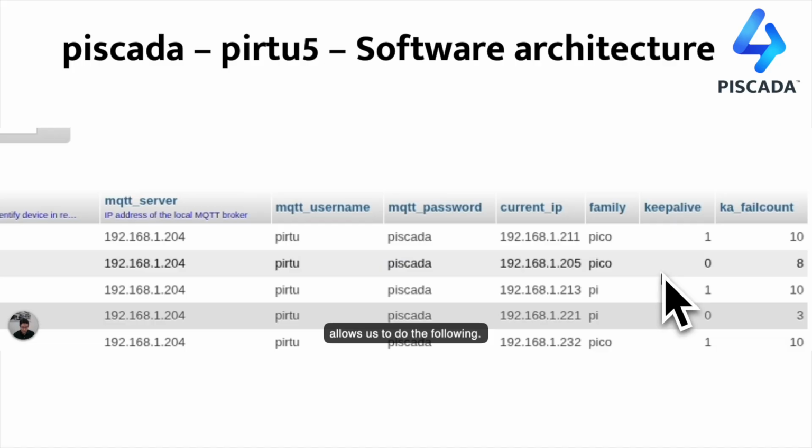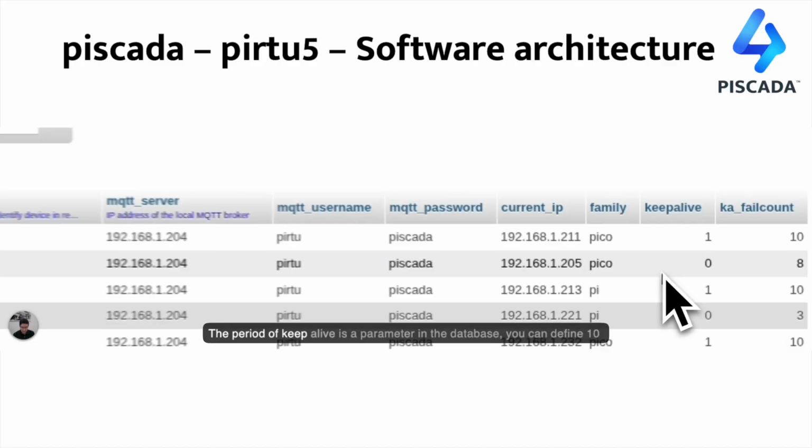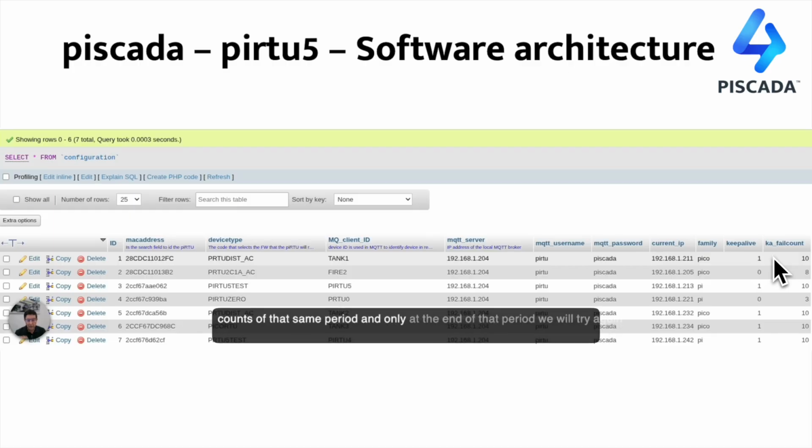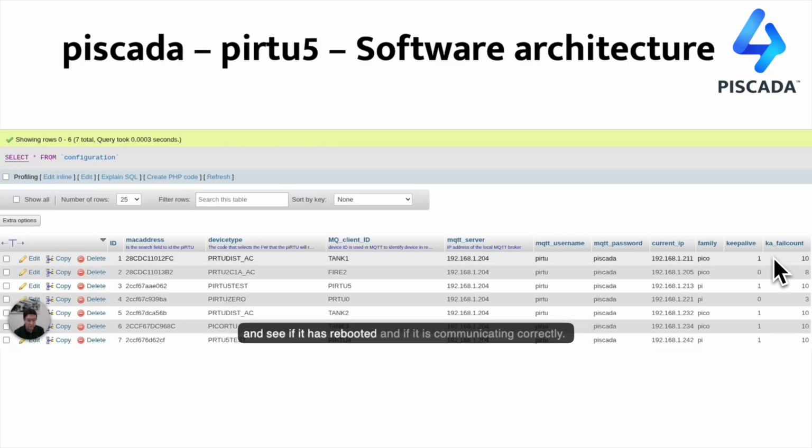counter here allows us to do the following. The period of keep alive is a parameter in the database. You can define 10 seconds, 1 minute, whatever you need. And then if the unit fails, you don't keep requesting information from the unit all the time. So we will wait for 10 counts of that same period, and only at the end of that period we will try again and see if it has rebooted and if it is communicating correctly. So as long as it is communicating correctly, it will be queried periodically as defined in the database.